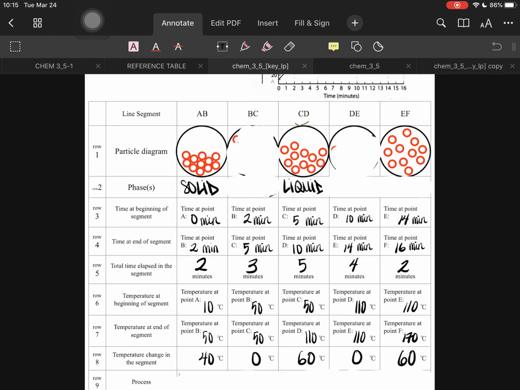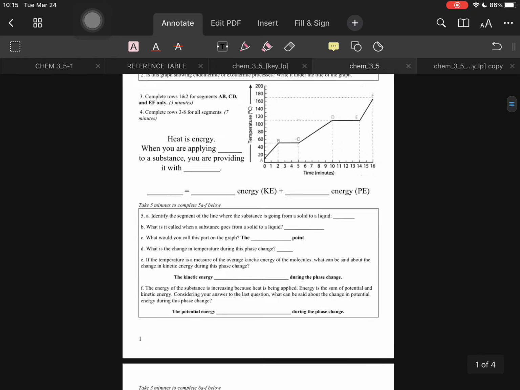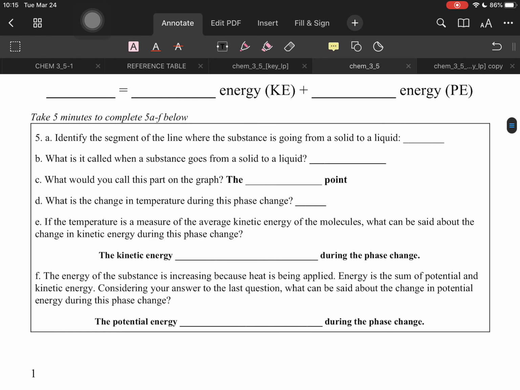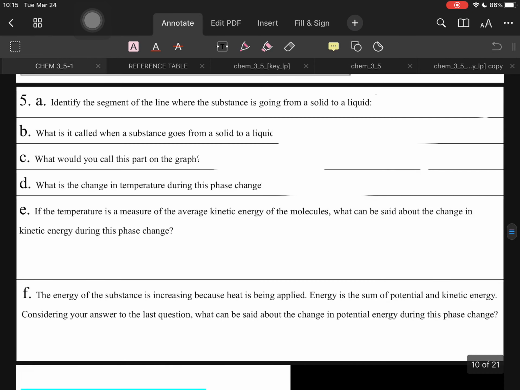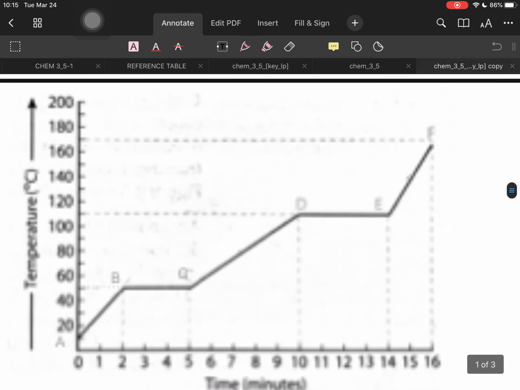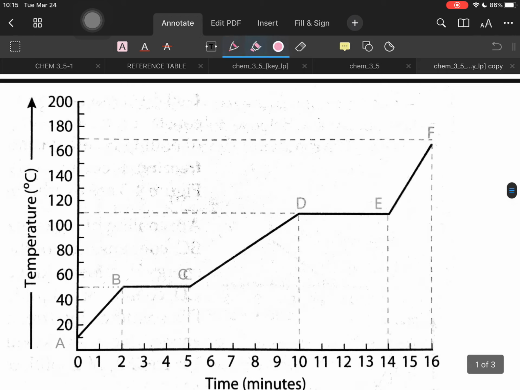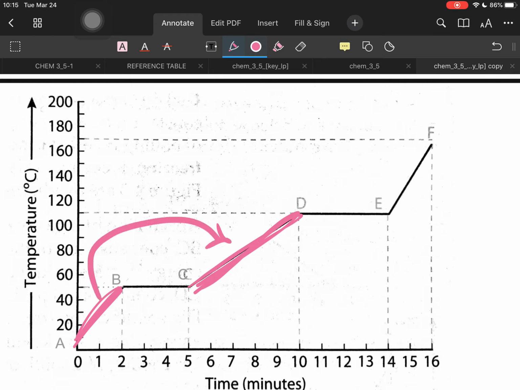So in the last video we left off here, and now we're going to go back to the first page for number 5. Okay, number 5. It's asking us to identify the segment of the line where the substance is going from a solid to a liquid. So if you remember, we said over here was our solid, and over here was our liquid. So the part where it's going from a solid to a liquid is going to be BC.